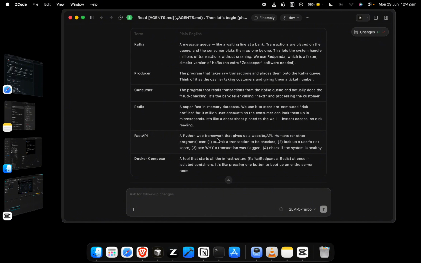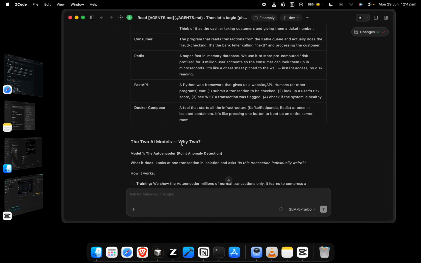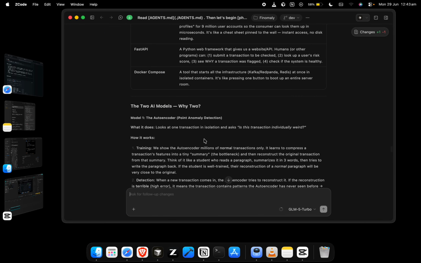So now that that's out of the way, you understand the architecture and everything that was used. Let us explain the two AI models that are being used to flag transactions and check if they are fraudulent. The first model is the autoencoder. This is used for point anomaly detection. It looks at one transaction in isolation and asks, is this transaction individually weird?